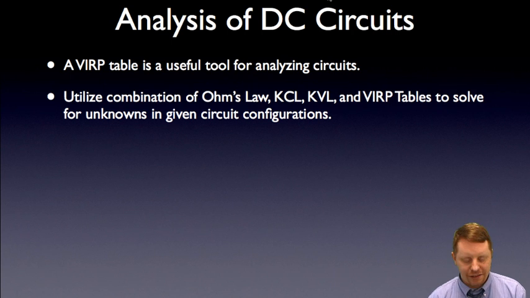Now, as we analyze some of these circuits, what's oftentimes useful is known as a VIRP table. VIRP, standing for voltage, current, resistance, and power. If we put that together for all the elements in a circuit, it can oftentimes give us a nice insight into how the entire circuit works. And we'll demonstrate it over the next few examples. What we're really doing is using a combination of Ohm's law, KCL, KVL, in the tables to organize our information and our understanding to solve for unknown elements of these given circuits.